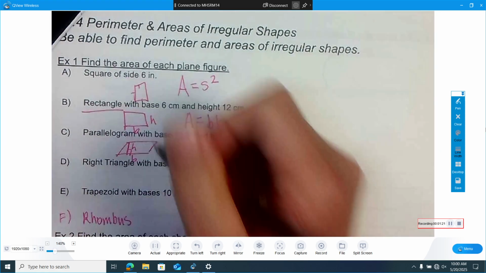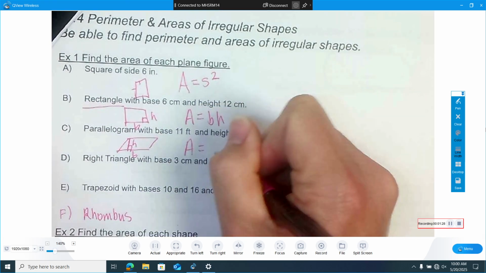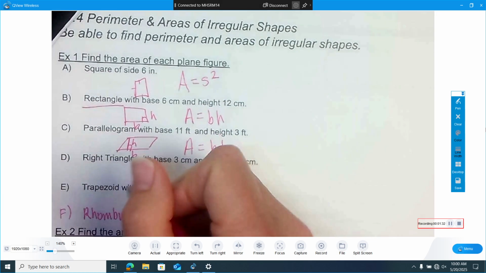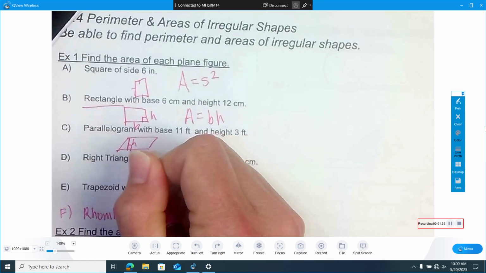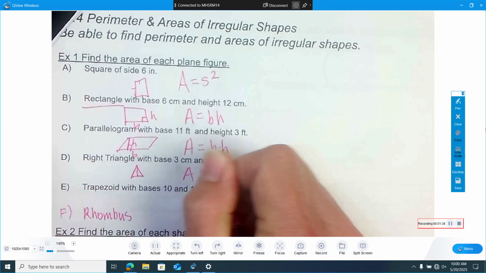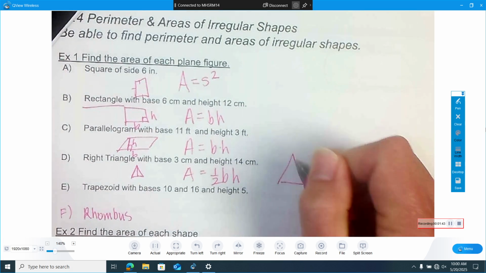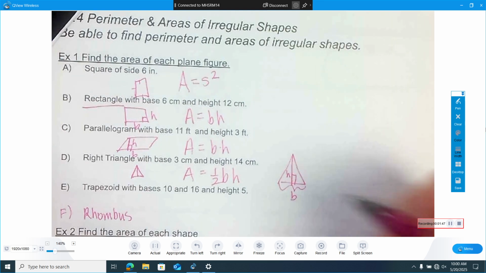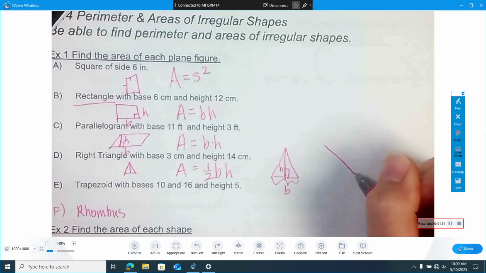This is important when we define base and height. They are always perpendicular to one another. The area of a parallelogram is also simply base times height. What about the area of a triangle? 1/2 base times height. Again, the height is perpendicular, and the base is the whole length of the base.